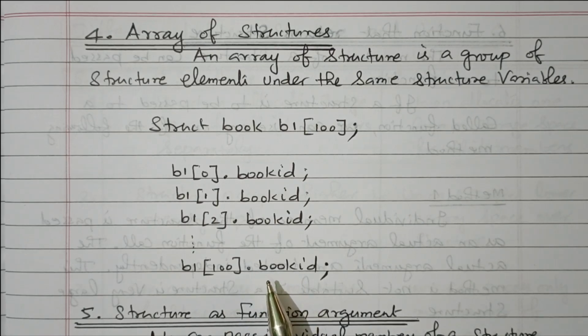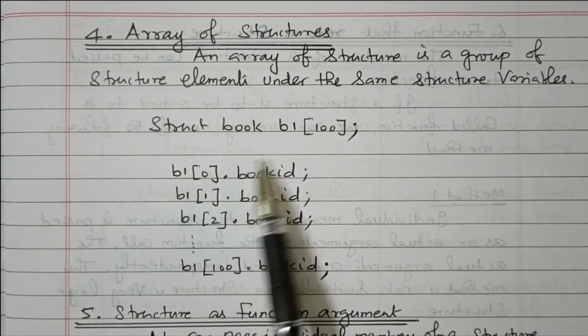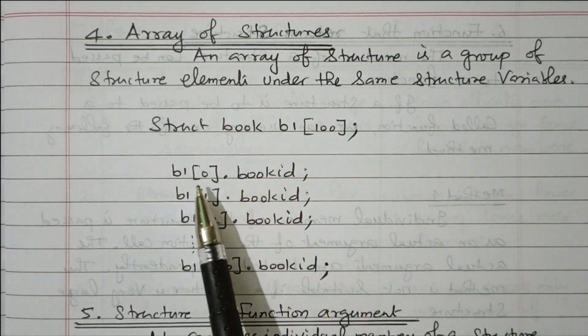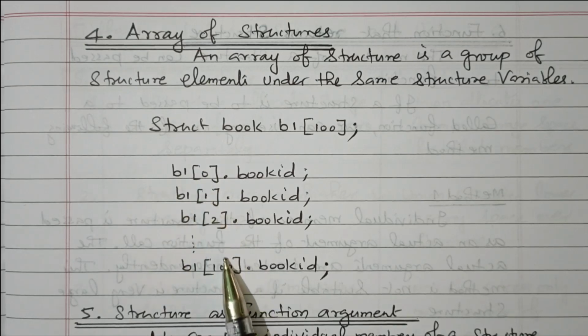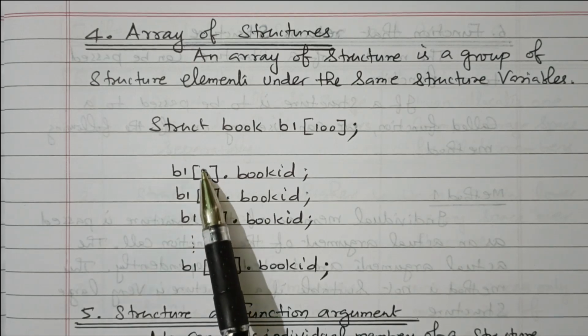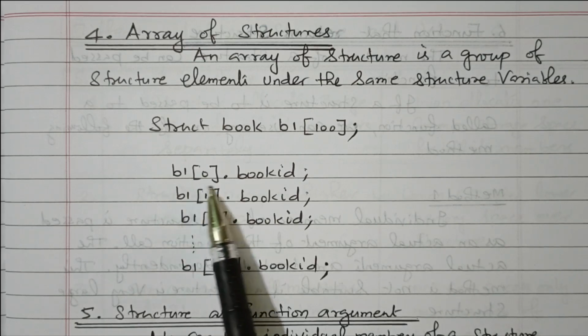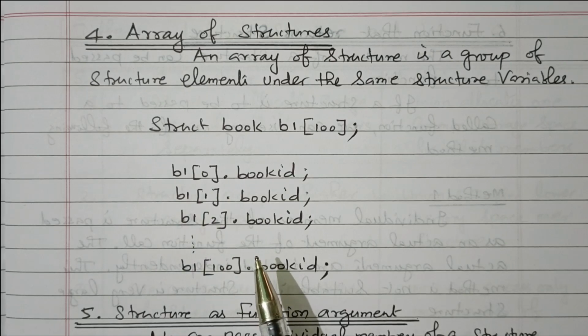So if we go b3, b4, b5 it is very difficult. So that is why you declare it with an array. b1[0].book_id, b1[1].book_id. So the array index is varied, right? b1 is the same but the array index is varied. 0 means first book, 1 means second book, 2 means third book. Like that we can go up to 100 books, that is index 99, right? So by varying the array index we can easily identify which book we are referring to, right?